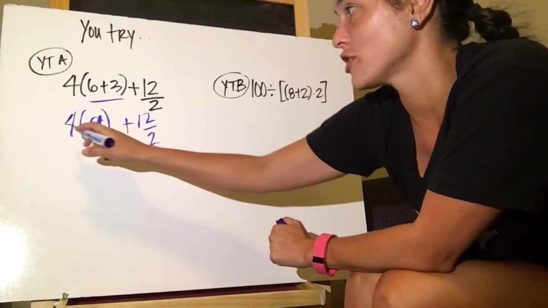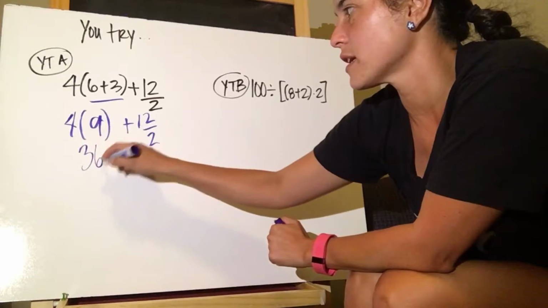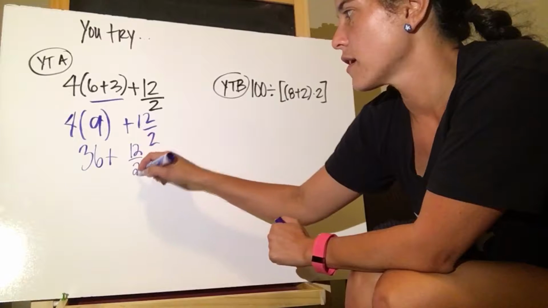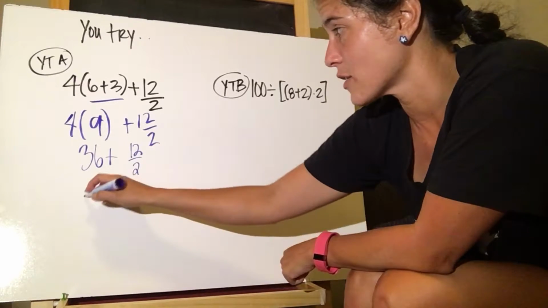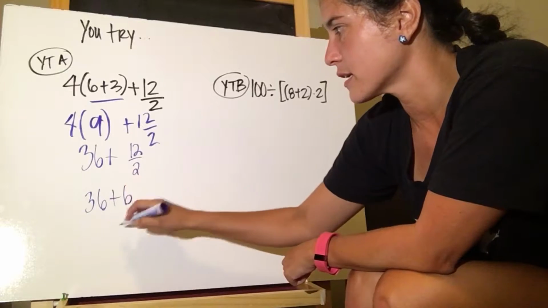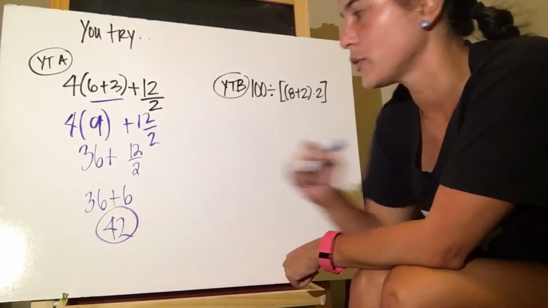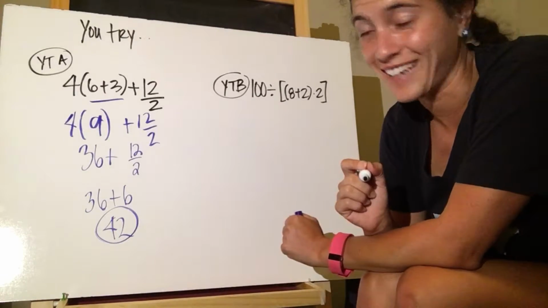So I have multiplication. 4 times 9 is 36. And then I'm going to divide. 12 divided by 2 is 6. So 36 plus 6, and so my answer is 42. I hope you got that right.